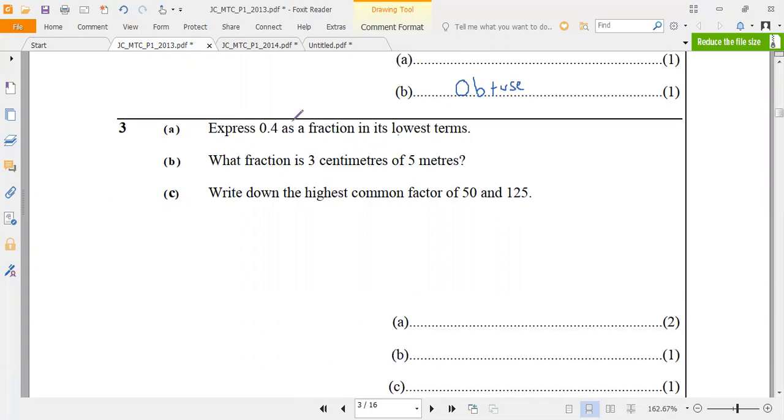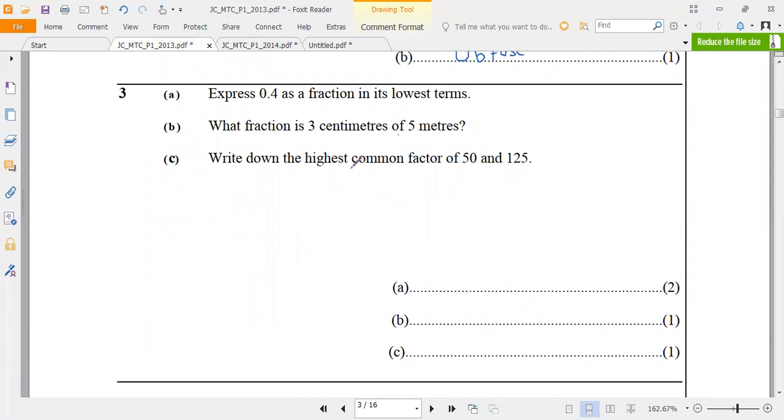Number 3, express 0.4 as a fraction in its lowest terms. If we are to express 0.4 as a fraction in its lowest terms, 0.4 is the same as 4 out of 10, or 4 divided by 10. So we have to reduce this to the lowest term. If you divide the numerator and the denominator by 2, we end up with the answer 2 out of 5. So the answer is in fraction form, in the lowest terms.